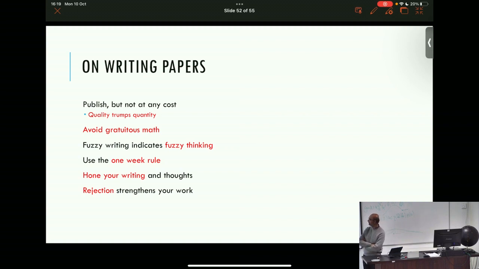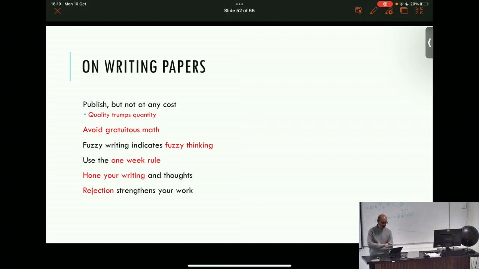What's the 1 week rule? The 1 week rule is you should have the paper ready, all the research done, 1 week before the deadline. And if it's not done 1 week before the deadline, you don't submit the paper. You can't do research in the last week or the last hour, as I've seen some colleagues do. Okay, so it's a bit of discipline. So the last week is only to improve the presentation.